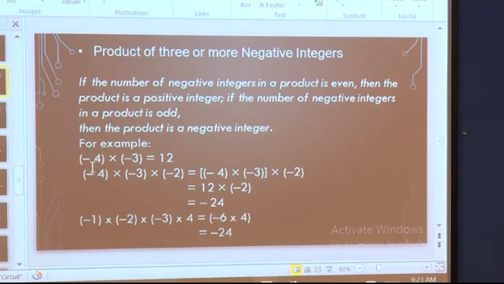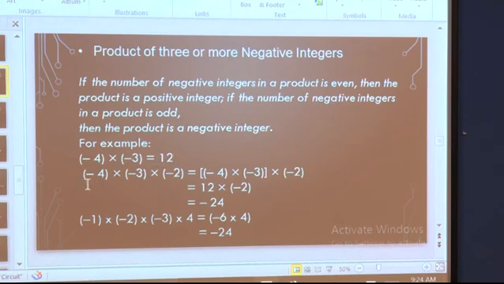Now I have given some examples here. I have taken first two negative integers, that is -4 and -3. The product means we have to use the multiplication sign. So -4 multiplied by -3 is equal to 12. How did you get 12? It's very easy, I will explain. 4 3s are 12. I told you that when it is an even number of times, we get a positive integer. So we got a positive integer.